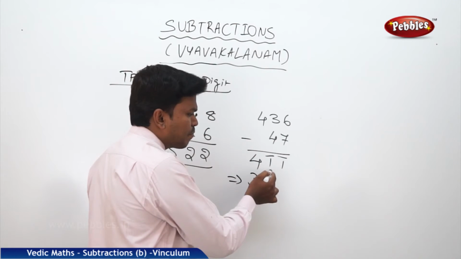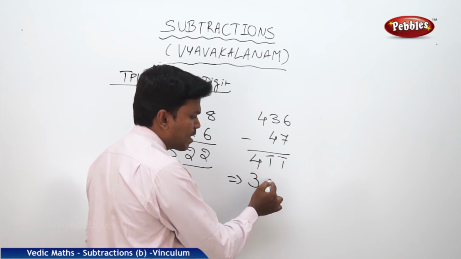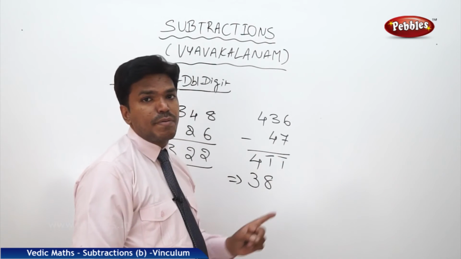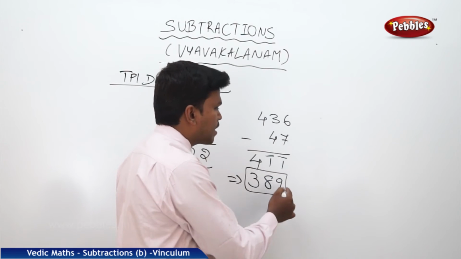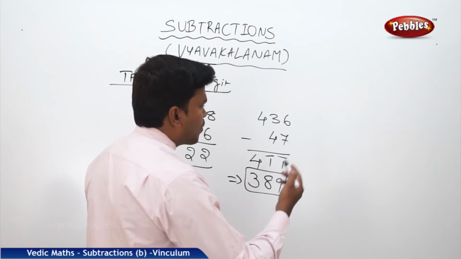So first number will be subtracted from 9. Now what is 9 minus 1? 8. And the second number will be subtracted from 10. So what is 10 minus 1? 9. So your answer is 389. One more example.